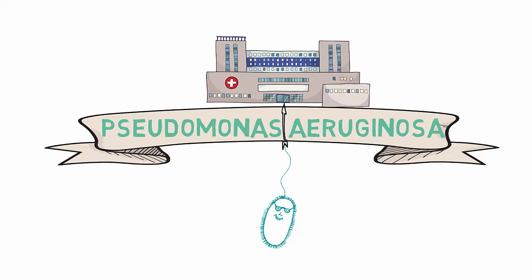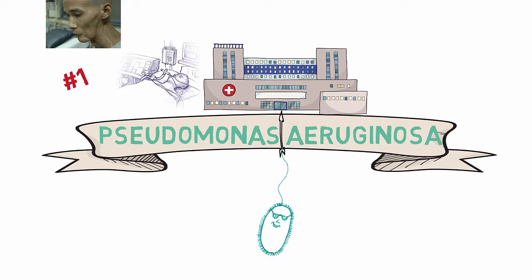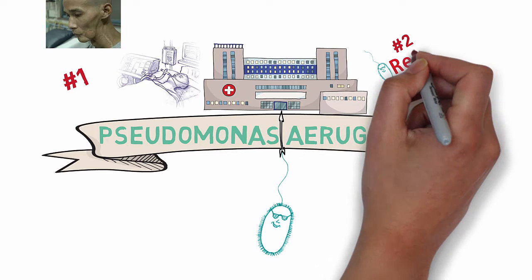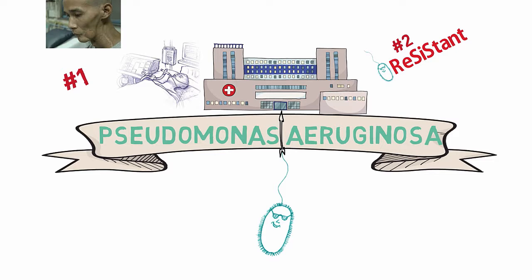Number one, it infects and colonizes immunocompromised, sick, hospitalized patients. And these are people you are going to take care of, and Pseudomonas aeruginosa infects them. Number two, this rascal bacteria is resistant to almost every antibiotic.